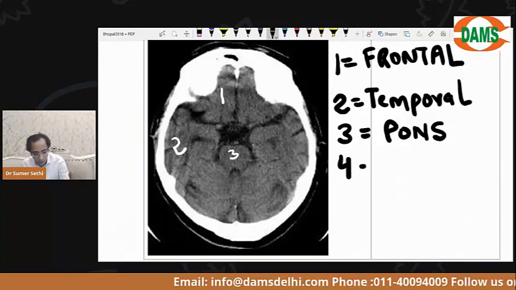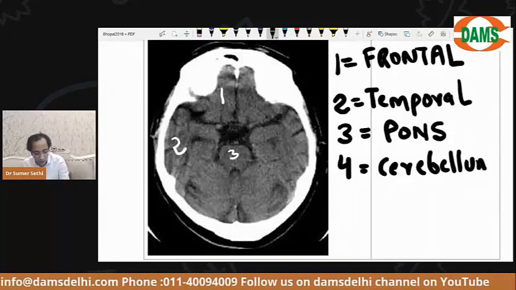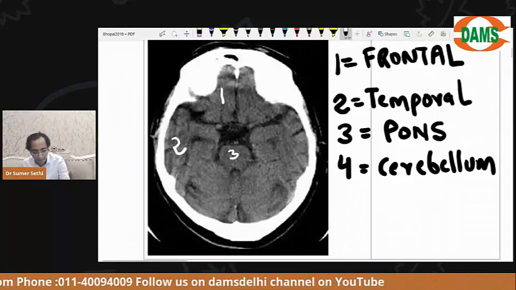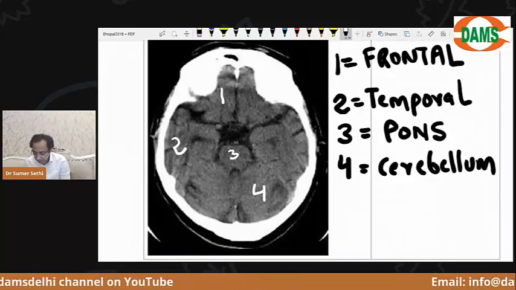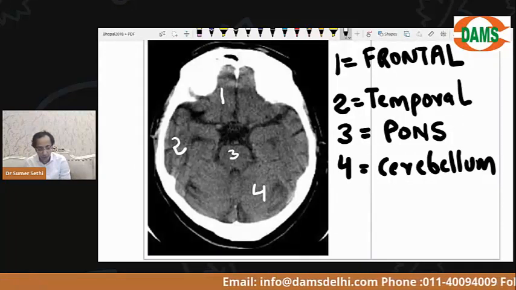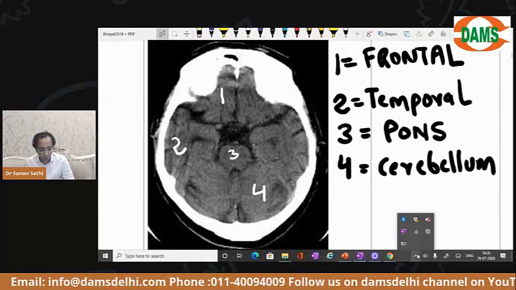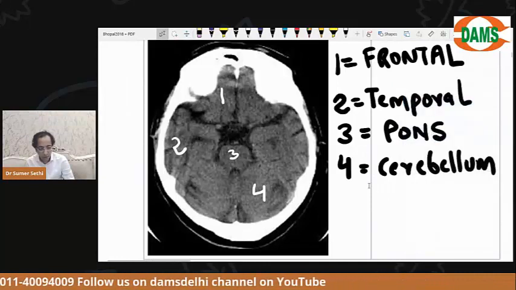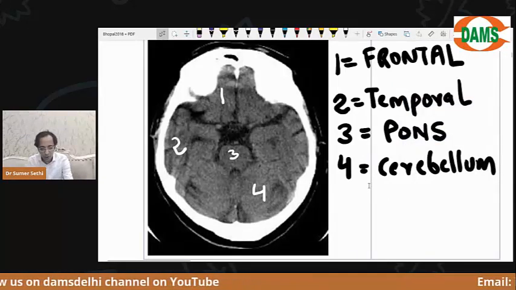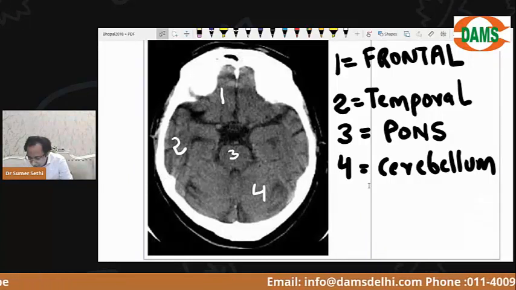Number 4 is cerebellum. Okay. Is everybody clear? Is everybody able to understand this? Number 1 is frontal lobe. Number 2 is temporal. 3 is pons. 4 is cerebellum.